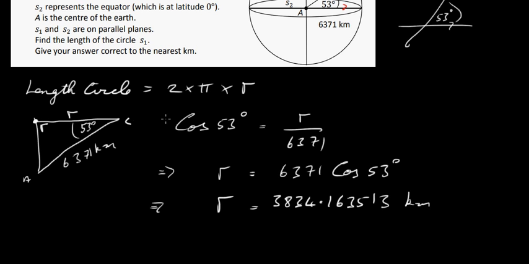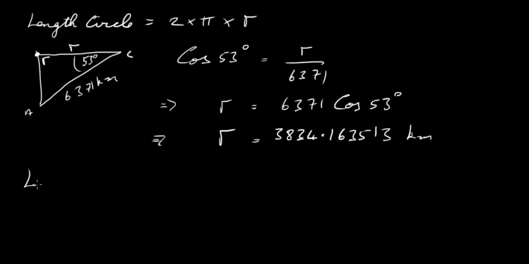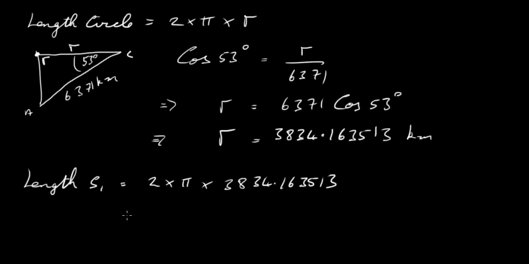So now we know this distance here. All we've got to do now is put that in to our length of a circle formula, and that will give us the length of our circle. So let's just do that down here. Find the length of the circle S1. So the length of S1 is just going to be 2 times pi times this distance here, 3834.163513.